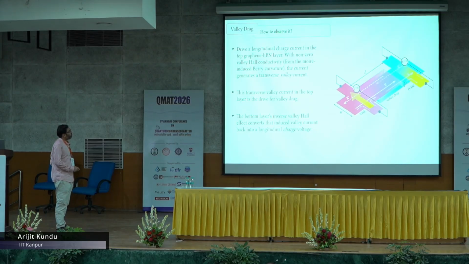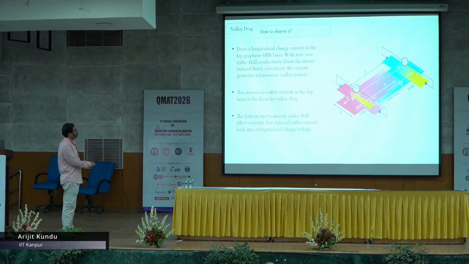The setup we propose is these two layers, where one drives a current in the top layer in this manner, and because of the Berry curvature of the top layer, this will give rise to a valley current in the top layer. This valley current in the top layer will induce a valley drag current in the bottom layer, and because of the inverse Hall effect, this will give rise to a voltage in the bottom layer. The separation of the current and the voltage probes is such that we specifically do not want Coulomb drag to interfere.